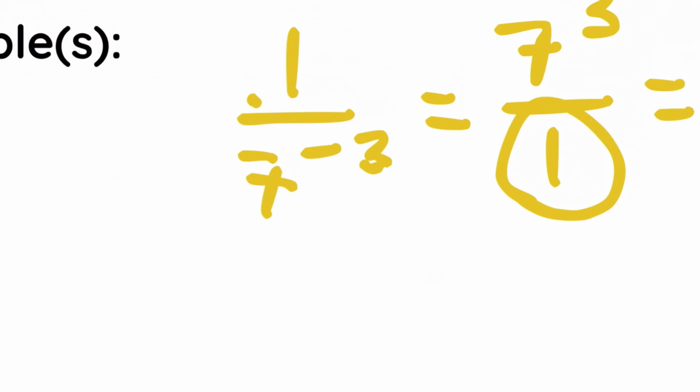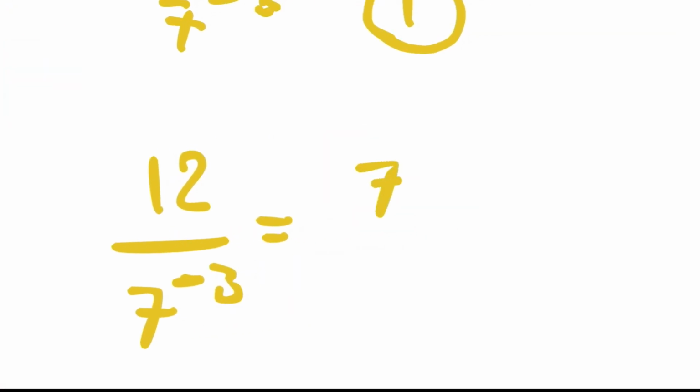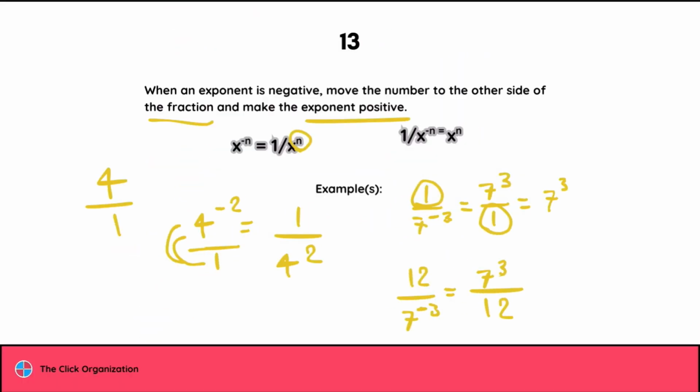And if the numerator is not 1, again, no problem. We have, for example, 12 divided by 7 to the power of minus 3. It is going to be 7 to the power of 3 divided by 12 if I change the order. And this was our last rule for this lesson.